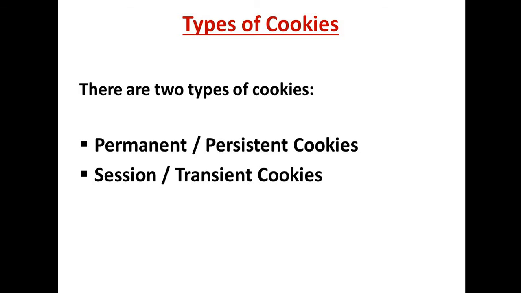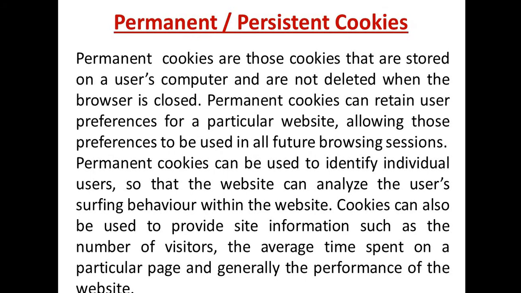Now let's see what the different types of cookies are. There are two types of cookies: one is permanent cookies and the second is session cookies. Permanent cookies are also known as persistent cookies, and session cookies are also known as transient cookies. First we'll see permanent cookies.